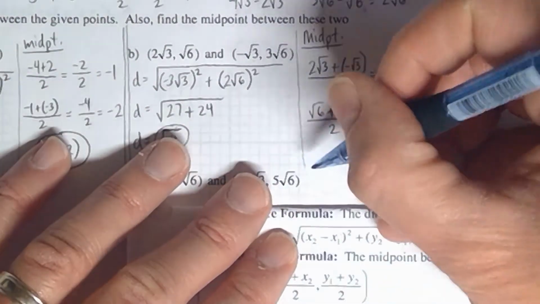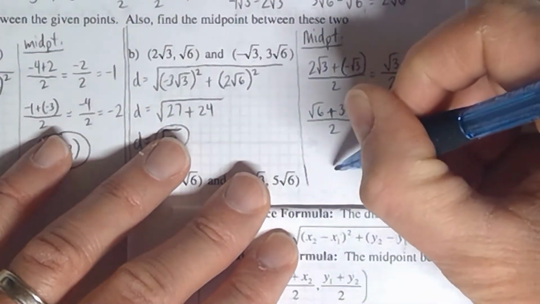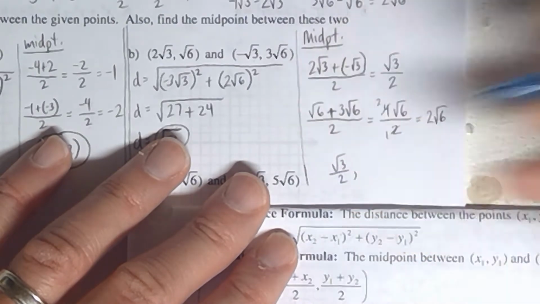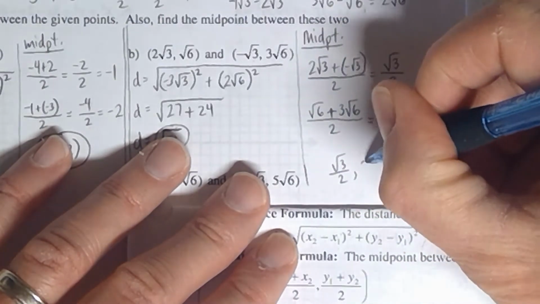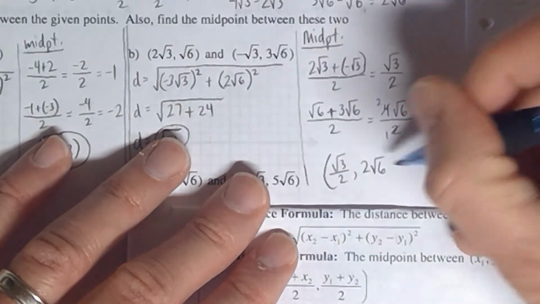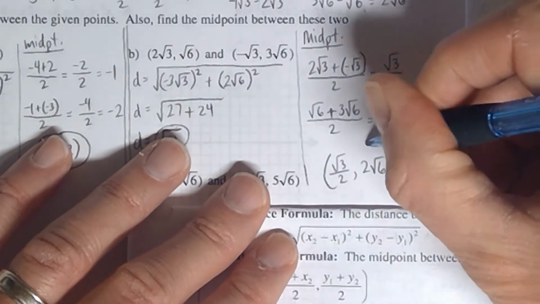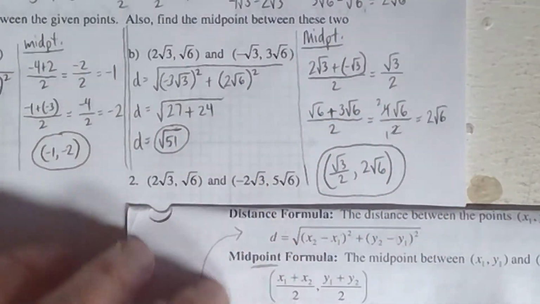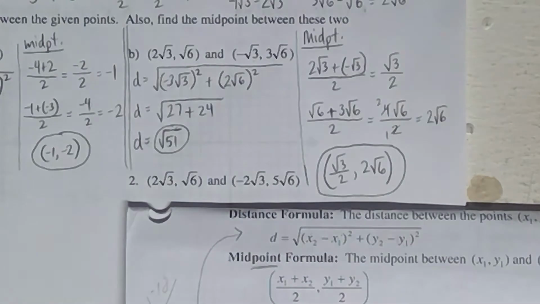So the final answer for the midpoint is going to be rad 3 over 2 is the x part, and 2 rad 6 is going to be the y part with the comma in between, like we always put when we're doing a point on a graph, and that's what a midpoint is. And there you go. So what I'd like you to do right now is please try problems 1 and 2. They're very similar. And then after you're done doing that, we'll take a look at the answers and just hit the play button.